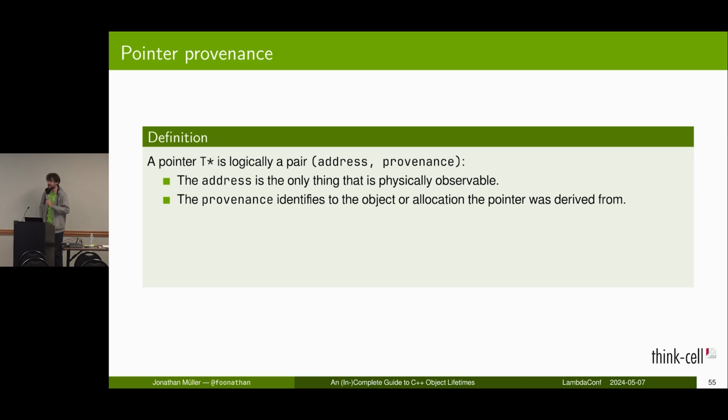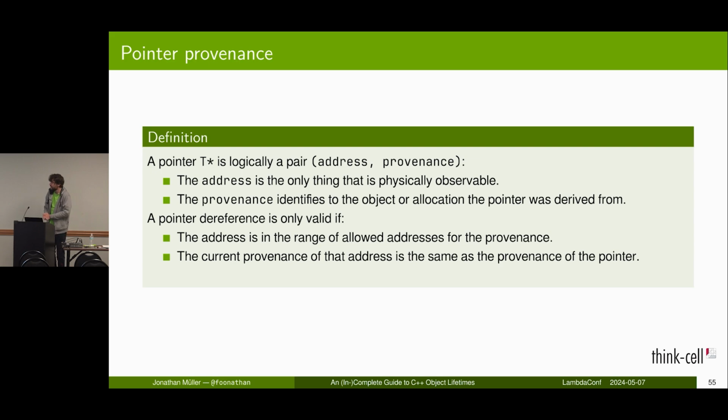So a pointer is logically a pair. It has a physical address and it has a provenance. The address is the only thing that's actually stored in memory at runtime. This is the thing the pointer points to. And then the provenance sort of remembers how you obtained that address: the allocation the pointer was derived from. The pointer dereference is only valid if the address is in the range of the allowed addresses for the provenance, and the current provenance at that address still matches the provenance of the pointer. And crucially, pointer arithmetic never changes provenance.